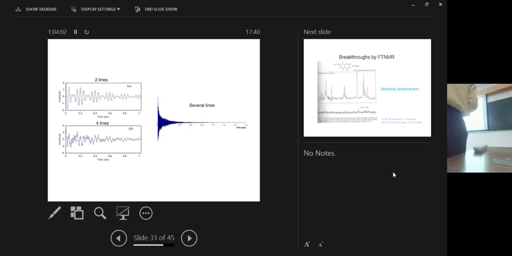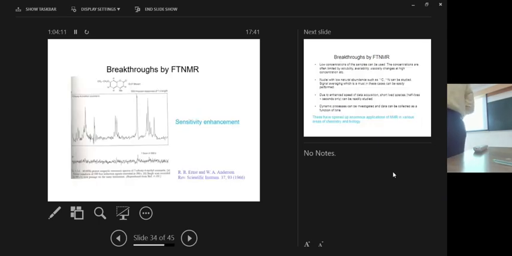And if you have many lines, then of course you have the FID which looks like this. Now the only way to analyze this is to take a Fourier transform of this one, and you get the NMR spectrum. All right, so this is what is done by Richard Ernst, and this was published in Reviews of Scientific Instruments. Incidentally, I must tell you one story here.